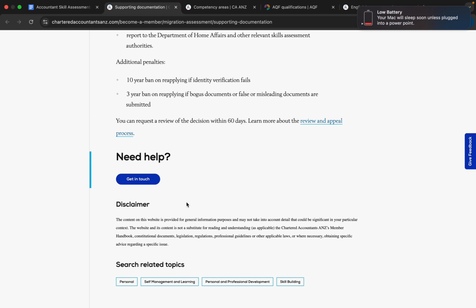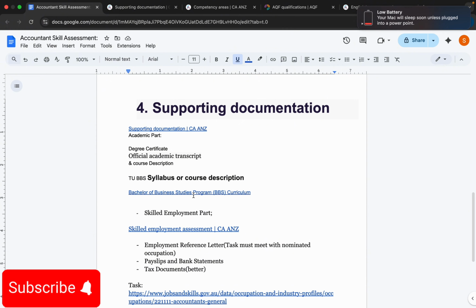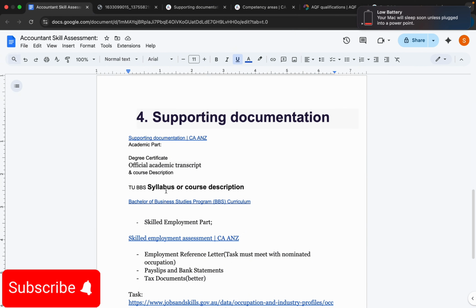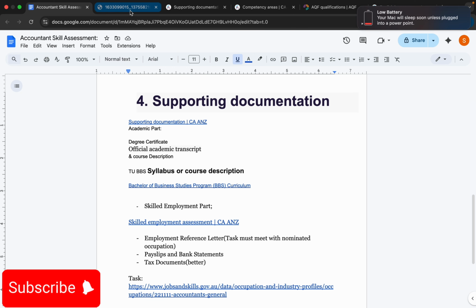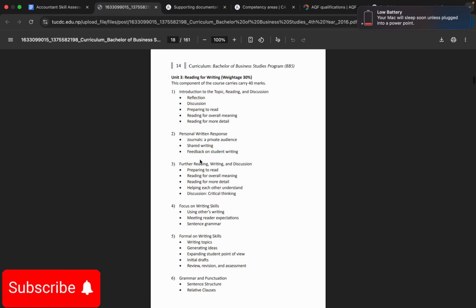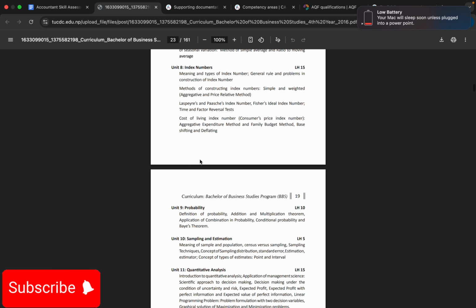So we are already up to supporting document for academic part, which is degree certificate and transcript is important, and in addition to that, if you are from overseas, you need the course description or syllabus. So I will also tell you where you can find the course description. If you are from Tribhuvan University, I have a link here. I will give it to you in the description, or if you want, then I can just share you this whole file, so you can check whatever you want. And from here, this is the one. If you have studied Bachelor's of Business Studies in Tribhuvan University, this is the course description they want.